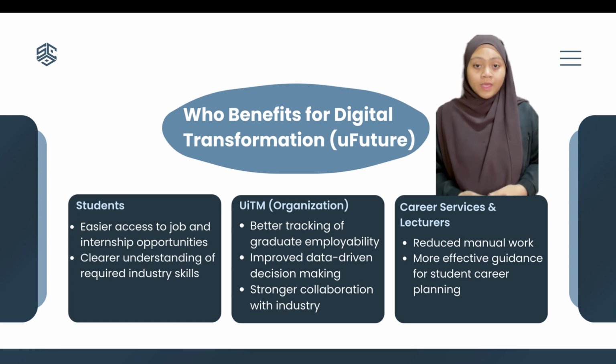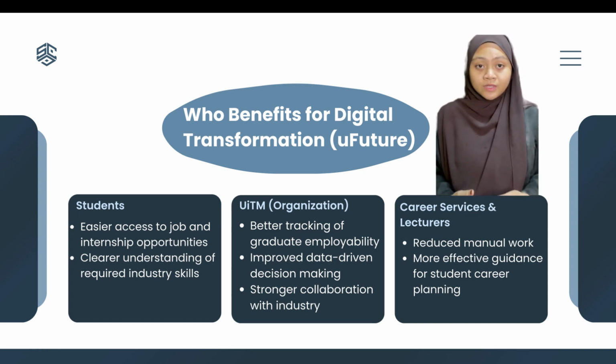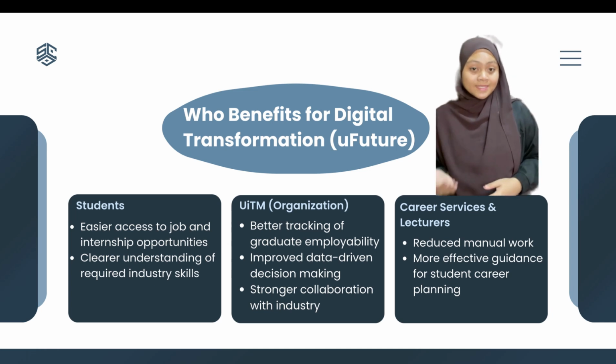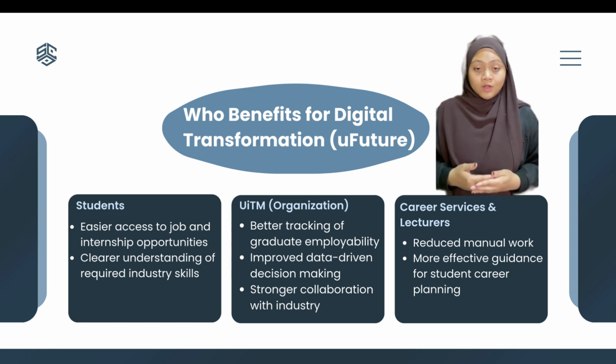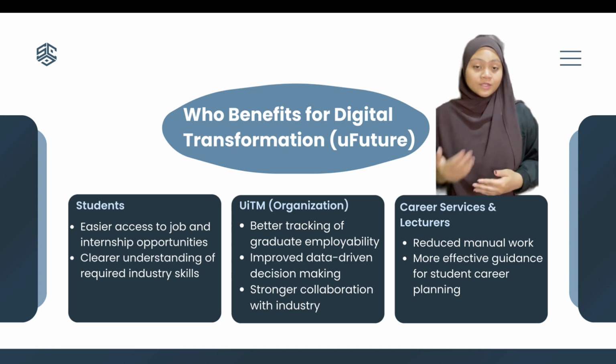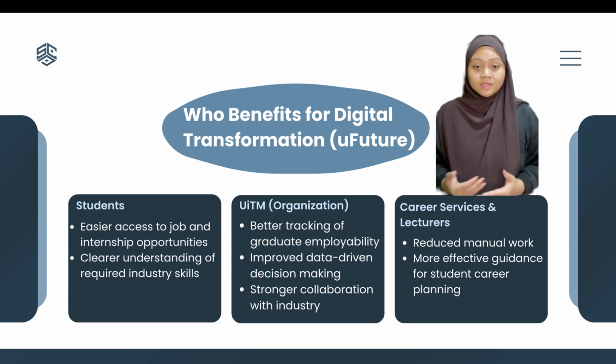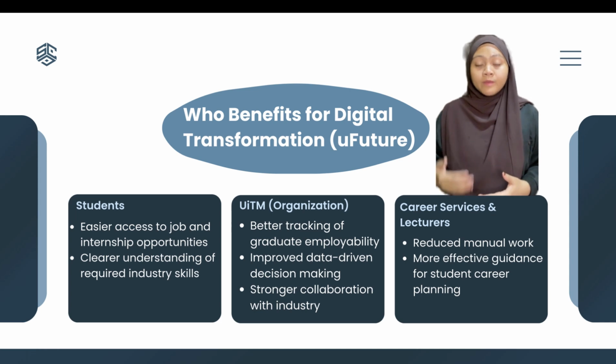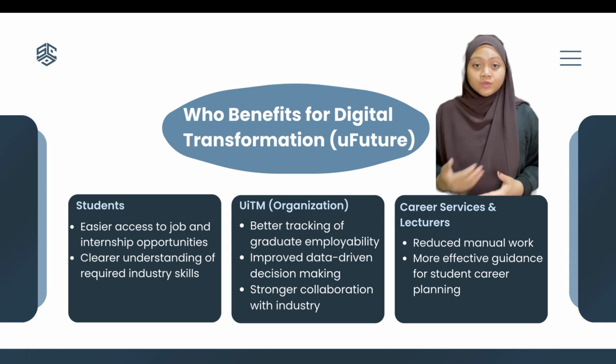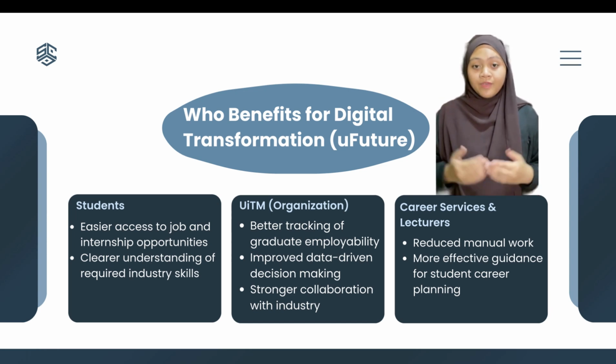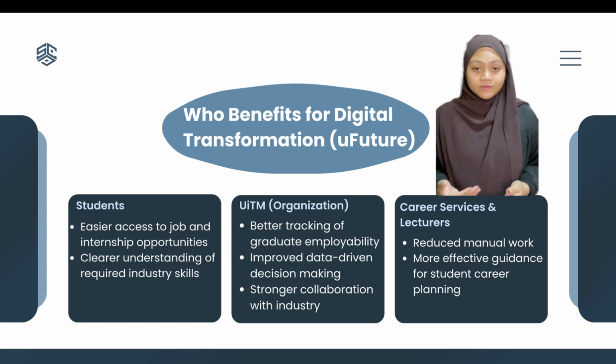Next is UITM. As an organization, it benefits from improved tracking of graduate employability and better data-driven decision-making. The system also strengthens collaboration between UITM and industry partners. Third is career services. Staff and lecturers benefit because the system reduces manual work and allows them to provide more effective guidance for student career planning. Overall, the digital transformation creates value for all stakeholders involved.